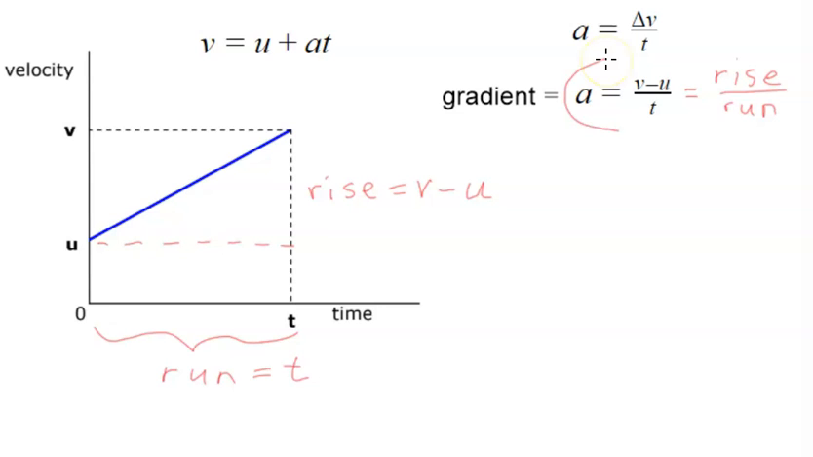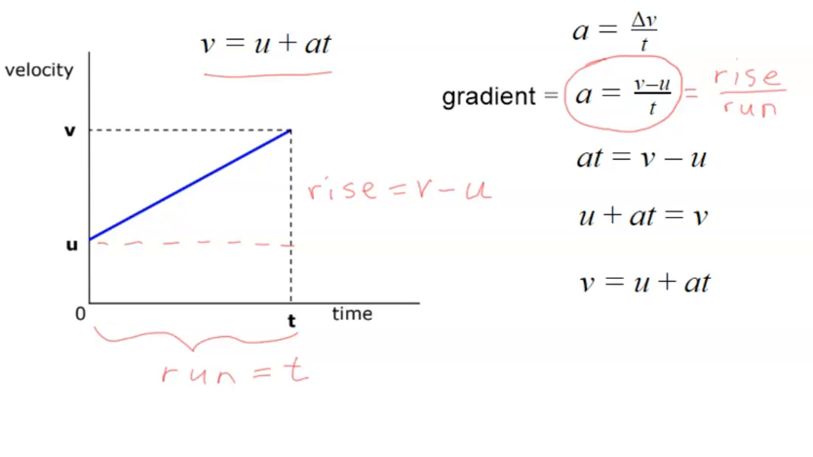So this equation can be rearranged to find our first equation of motion. I'll step this out slowly. We firstly times both sides by t, then we add u to both sides, and then you can just flip this around. And here we have our first equation of motion. Now let's just bring our attention back to the graph and how this equation relates to the graph.